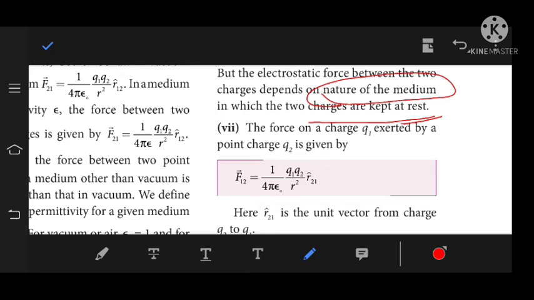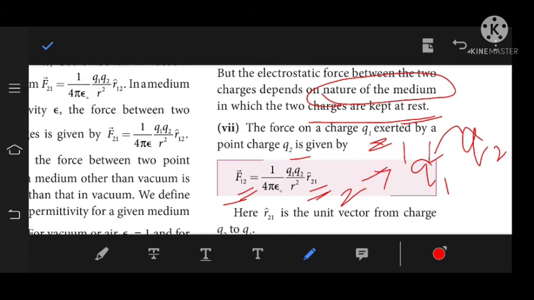Okay. The next point, the force on the charge Q1 exerted by the point charge Q2. So on a charge Q1 due to Q2, F12 vector is equal to 1 by 4 pi epsilon naught Q1 Q2 by R squared. Force is a vector quantity, so the unit vector is R21 cap. See here F12 vector, here R21 cap. This is the direction of force. What is R21? It's the direction from charge 2 to 1. So that is the force direction F12.